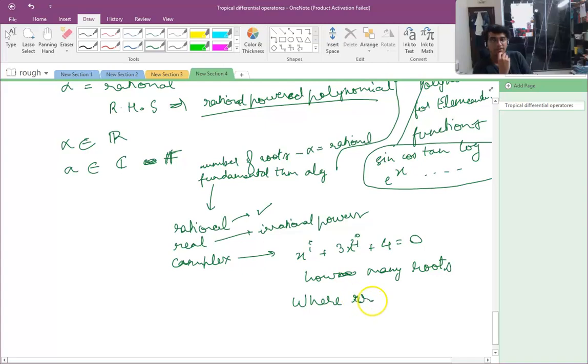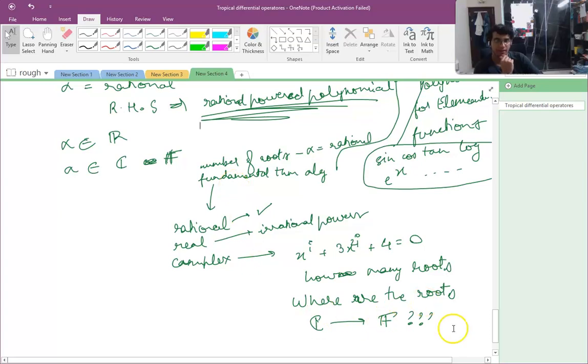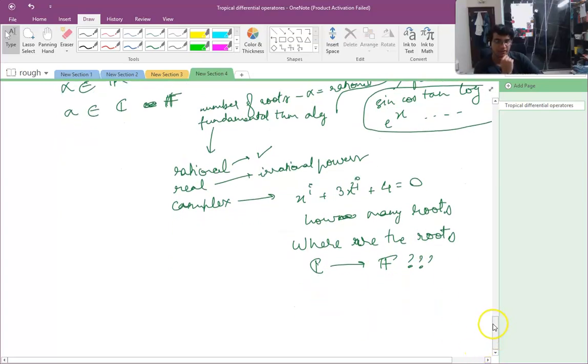Where are the roots? Do I get all of my roots for free in complex numbers? Do I have to go to some higher dimensional field to get my roots of this complex ordered polynomial? We don't know. And maybe there's some structure to study when it comes to the one specifically induced by our Taylor series. Okay, and this is one potential thing that you can work on.